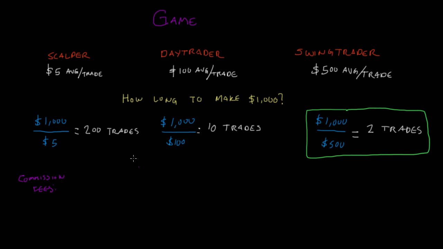A scalper in this case would have to spend over $4,000 in commission fees alone if you're paying $10 for each transaction, since there are 2 transactions per trade. The scalper would be paying $20 per trade times 200 trades, which is $4,000. Ouch. Now, the swing trader, on the other hand, would have to only spend $40 in commission fees.